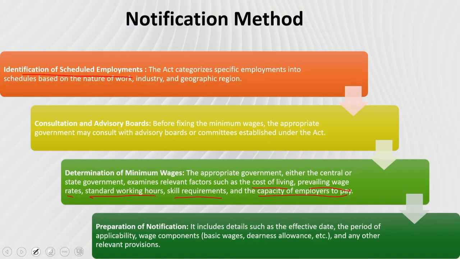When you look into the preparation of the notification, it includes details such as the effective date, the period of applicability, the wage components, which could be basic wages, the DA, all these aspects, and any other relevant provisions for that particular matter. So once the minimum wages are determined, the government prepares an official notification. The notification specifies, as I mentioned, the wages applicable to each scheduled employment, with the effective date, the period of applicability, and the wage components. These are some of the critical aspects of the notification method.